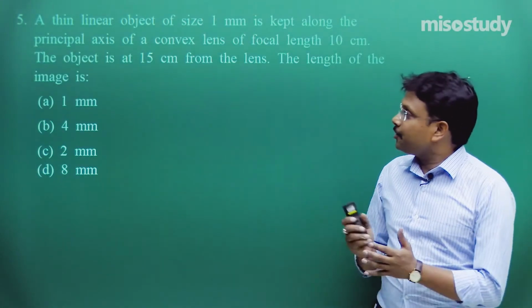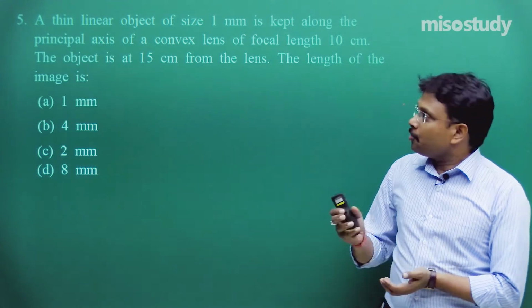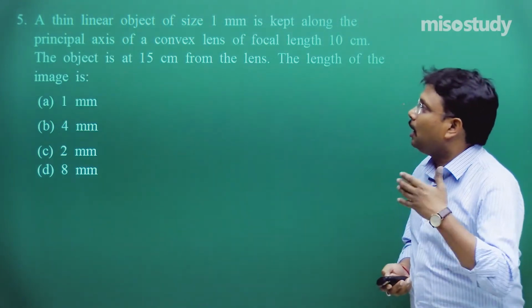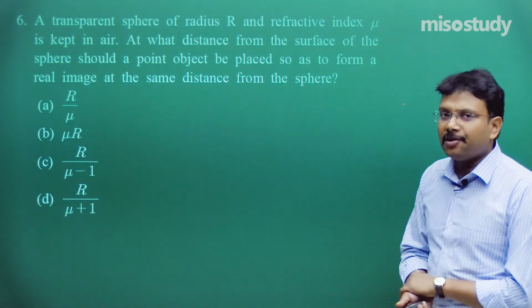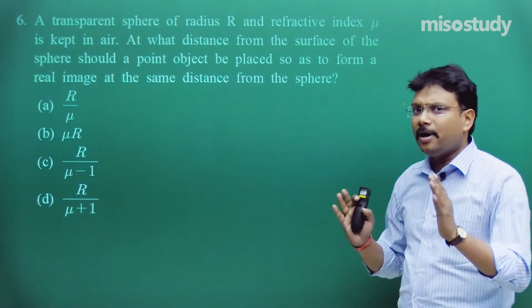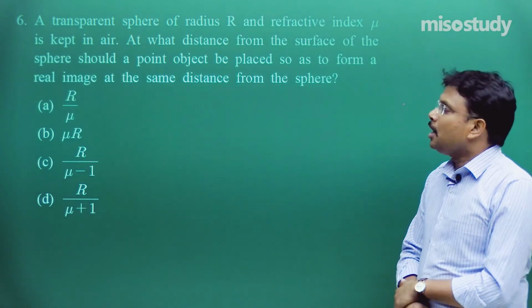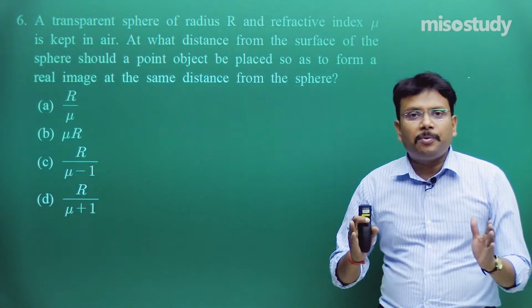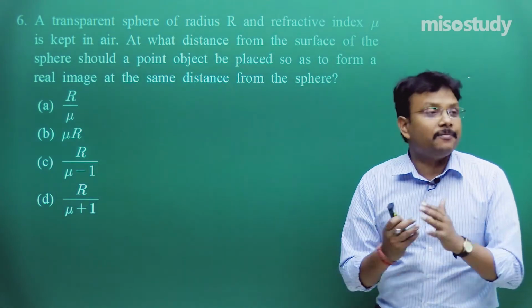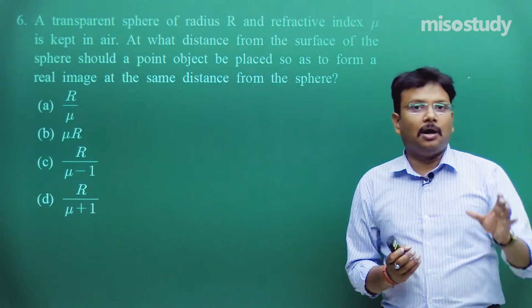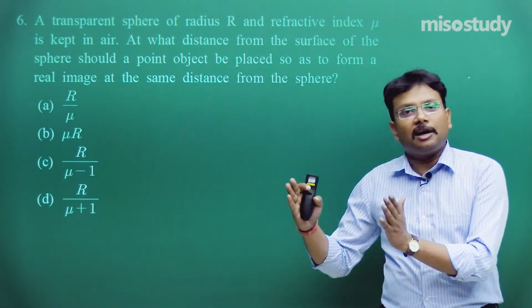So friends, now as I just explained this question number 5, I am moving on to the next question, question number 6. Why did I wait a few seconds between 5 and 6? The reason is that ray optics is basically divided into two parts: reflection and then refraction.